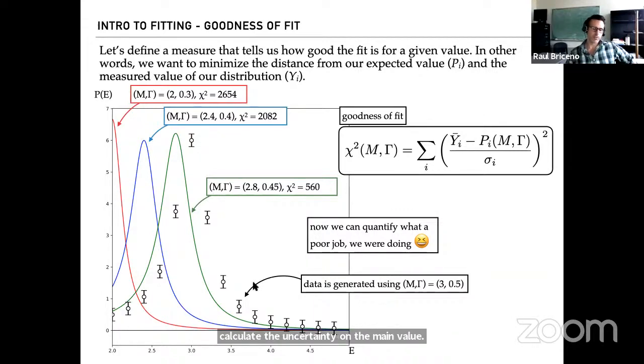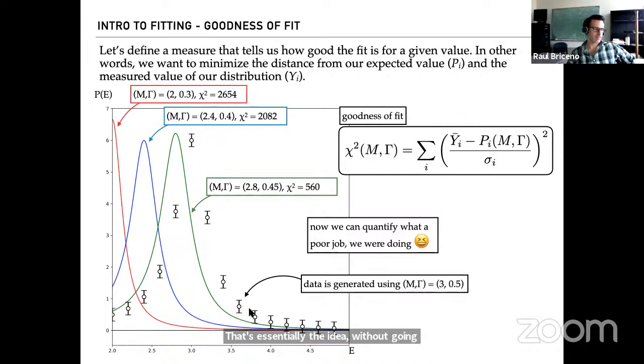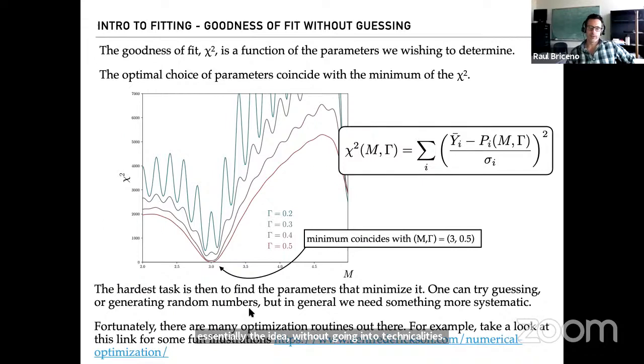So that's essentially how you could do it in general. For this given event, you have some energy, and you just do it over and over again, and you get some distribution for that mean value. That's essentially the idea, without going into technicalities. Okay, and hopefully that answers the question, at least to some satisfaction.